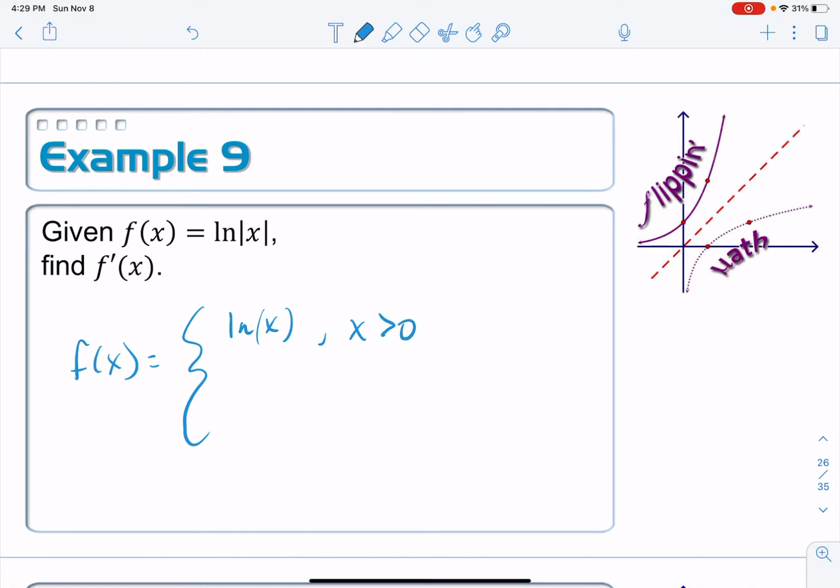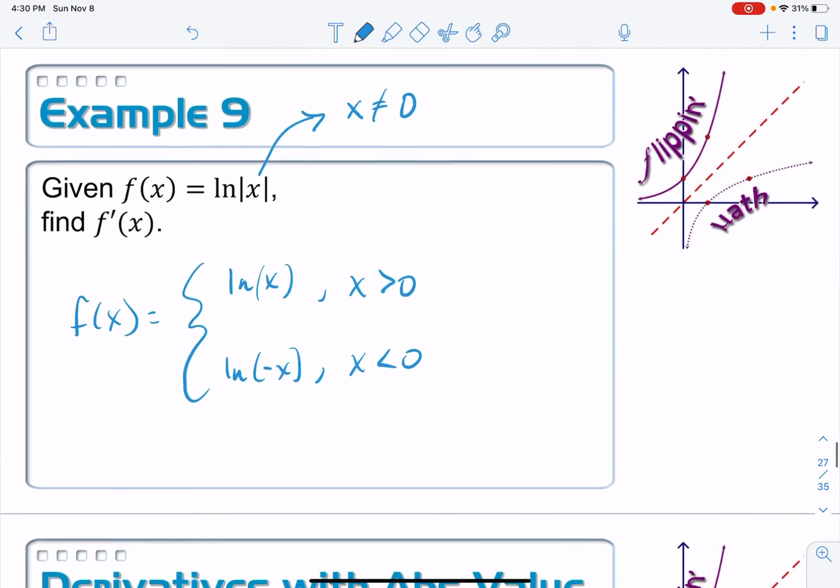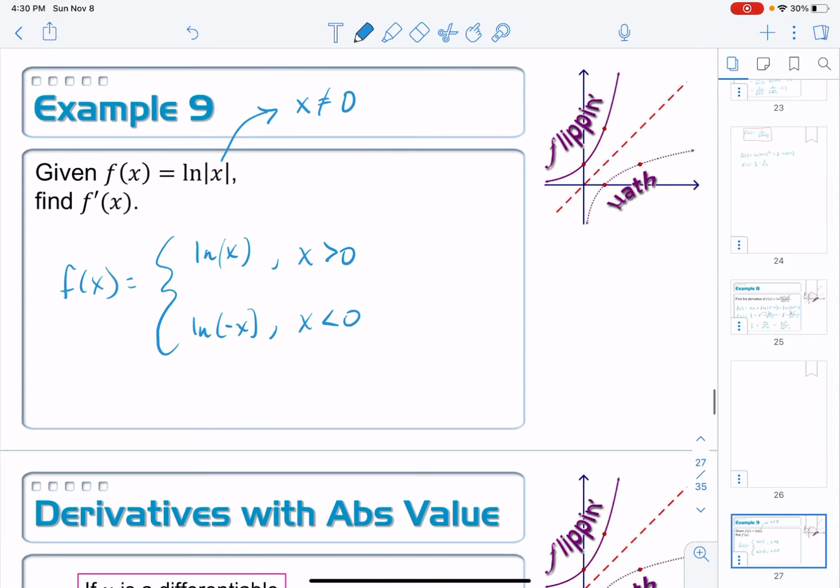Now, we don't have to worry about 0, of course, because it's not defined for 0. You'd have a vertical asymptote there. And then, what if x was already negative? If x is negative, to make it positive, you take the opposite of it, which will look like this: the natural log of negative x, as long as x is less than 0. And of course, you don't define anything for 0.